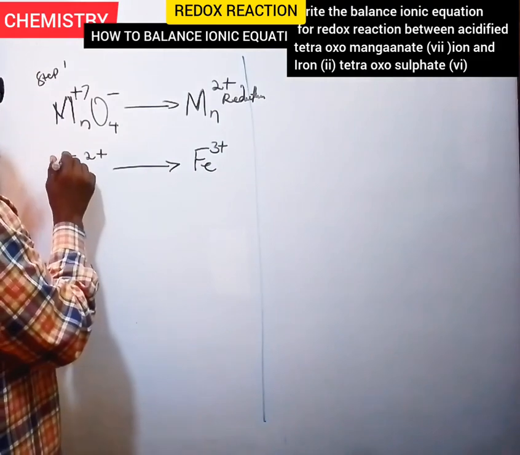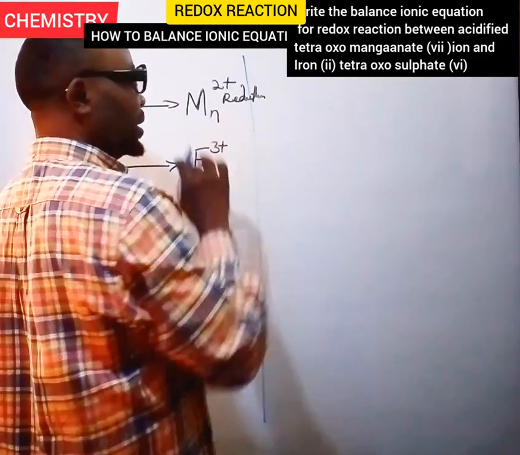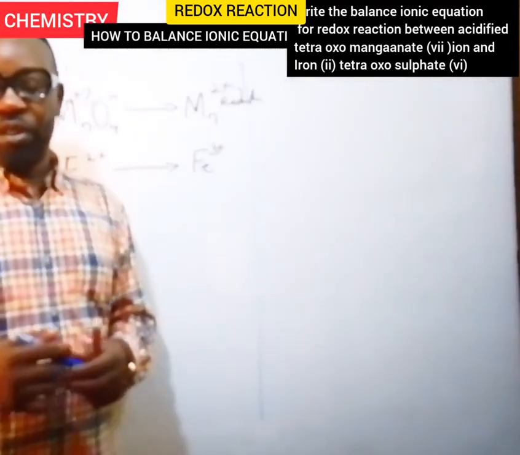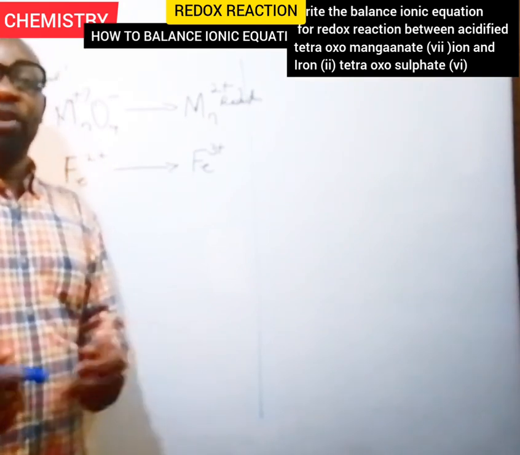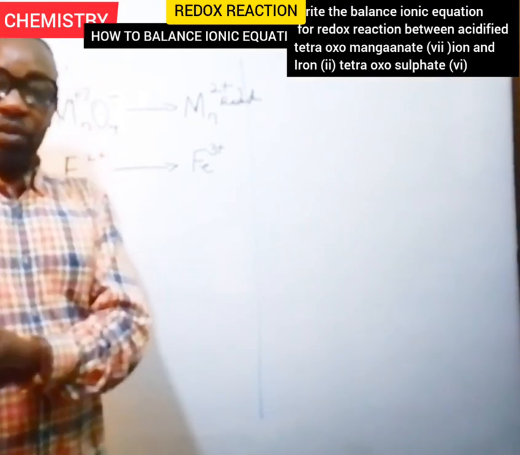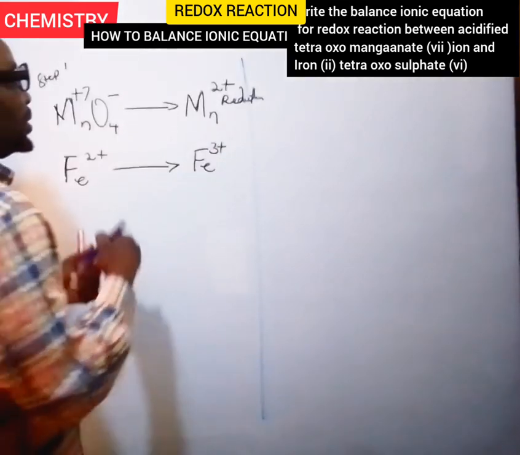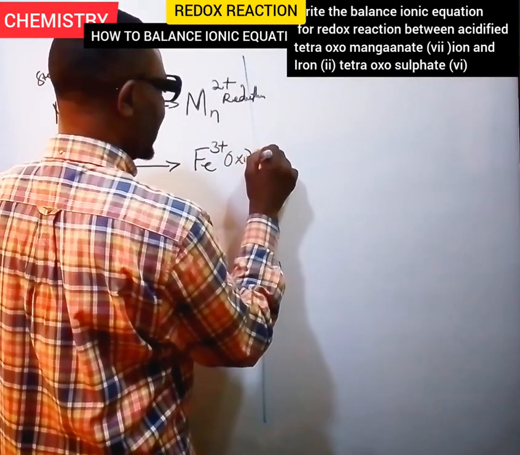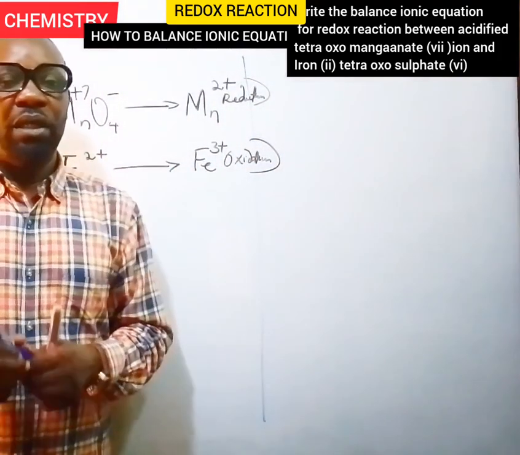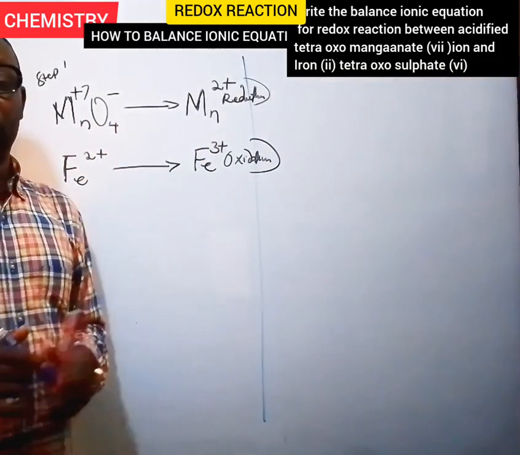Now, for Fe2 plus, the oxidation number of the iron here is 2, and the oxidation number of the iron here is 3. So the oxidation number has increased. Oxidation is loss of electron, which leads to an increase in oxidation number. So this one is the oxidation process, and that is where the reduction process takes place always. All of them are occurring in the aqueous medium.